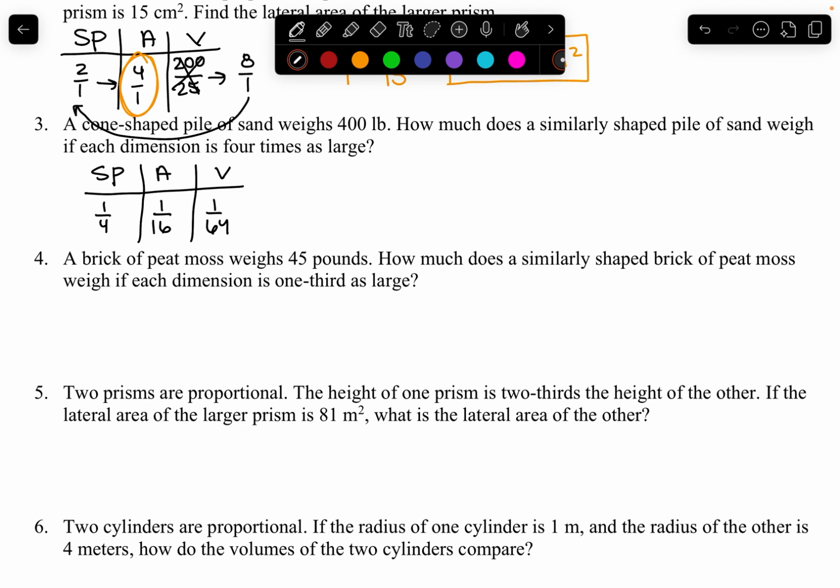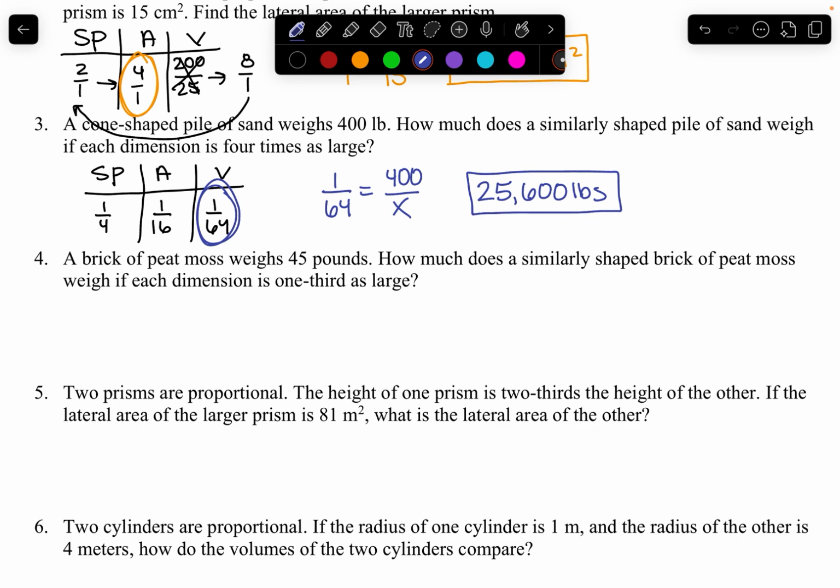Now it's talking about weight, which means that we're going to be looking at volume. So I'm going to grab my volume ratio. All right, it says a cone-shaped pile of sand weighs 400 pounds. How much does a similarly shaped pile of sand weigh if each dimension is 4 times as large? So I am getting way bigger with this. So we're going to do 400 times 64, and that gets me 25,600 pounds. Oof. It's very heavy.